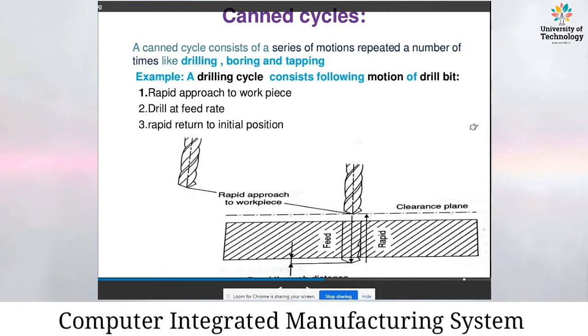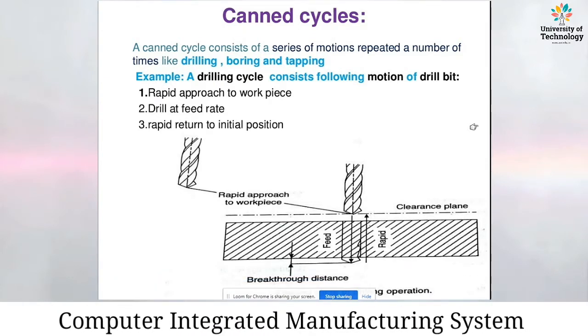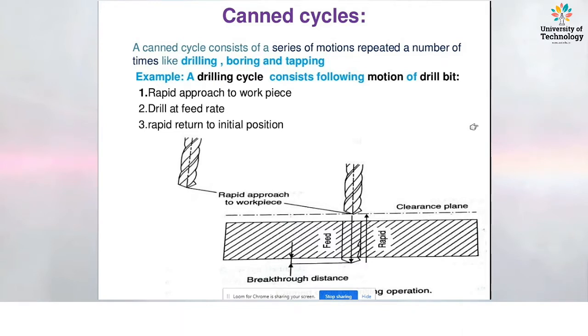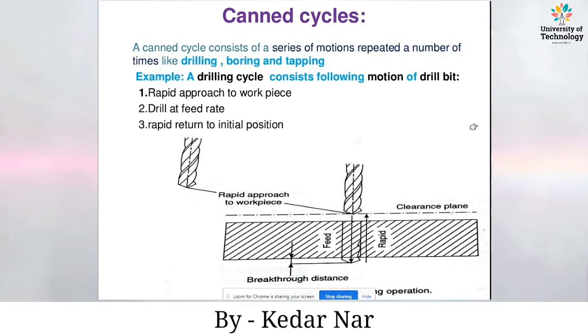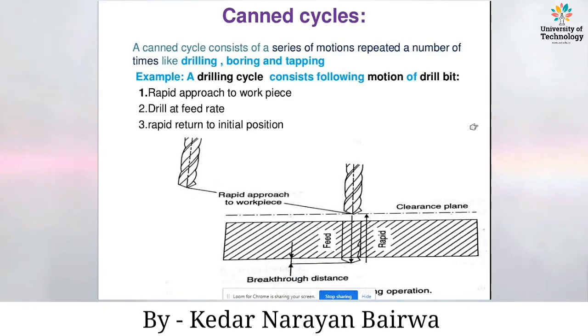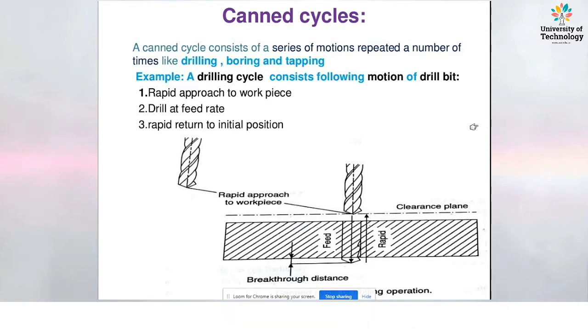Today we'll discuss canned cycles, a part of part programming in CNC machines. The topic is covered in Computer Integrated Manufacturing in the 6th semester as well as the 8th semester.